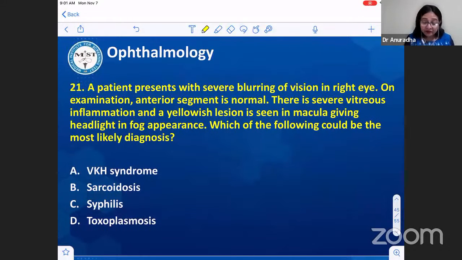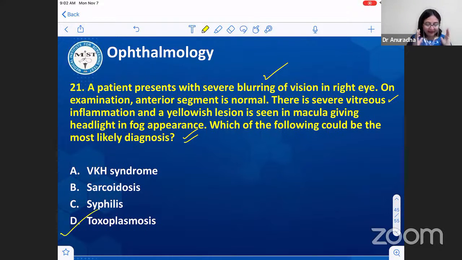Okay. So moving on to the next question, my dear friends. A patient presents with severe blurring of the vision in the right eye. On examination, the anterior segment is normal, there is severe vitreous inflammation, and a yellowish lesion is seen in the macula, giving a headlight and fog appearance. So guys, they have given everything. Which of the following could be the most likely diagnosis?